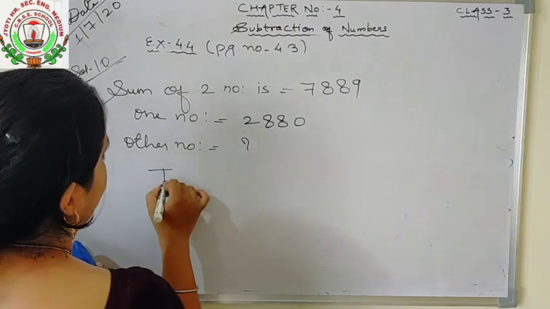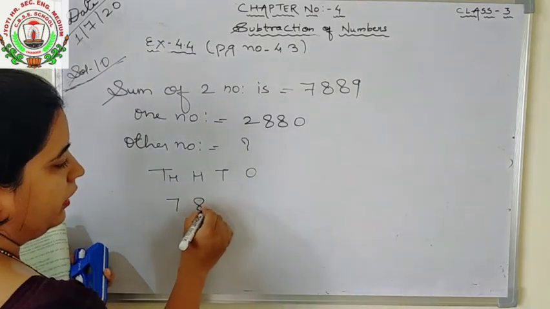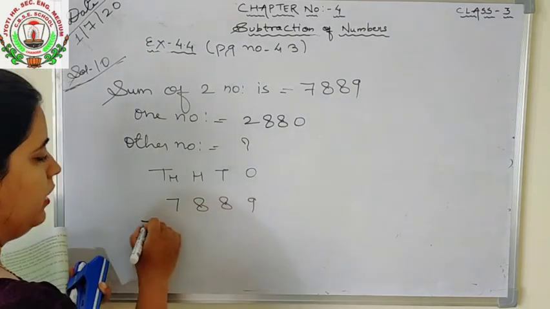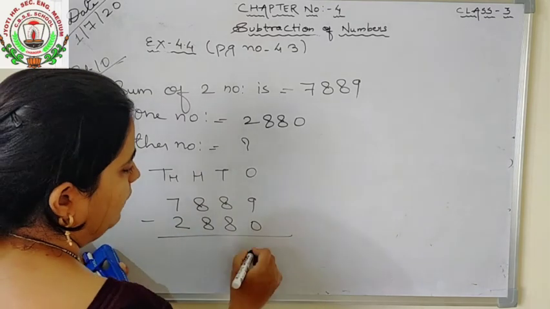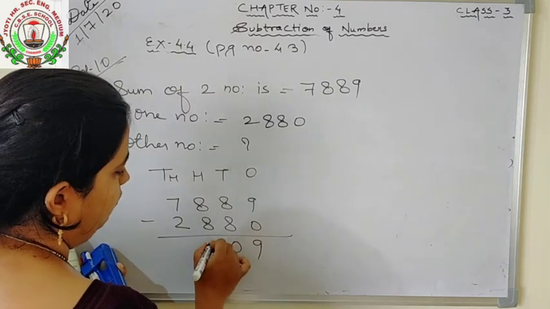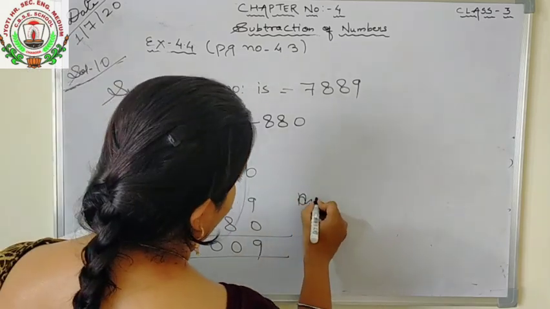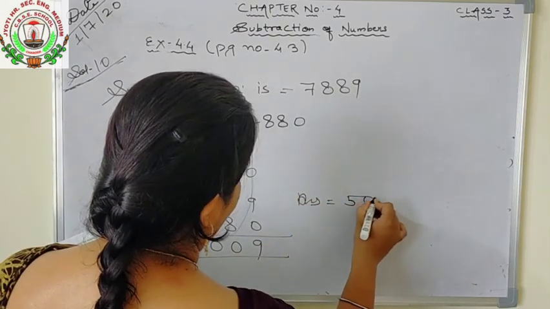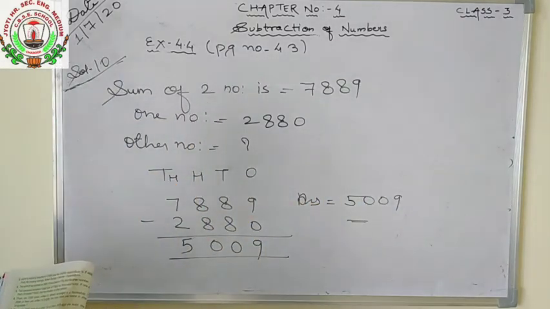Okay. Thousands, hundreds, tens, ones. 7889 minus 2880. 9 minus 0, 9, 0, 0, 7 minus 2 is 5. So what is the other number? Other number is equal to 5009. Okay. So this much was for today only.